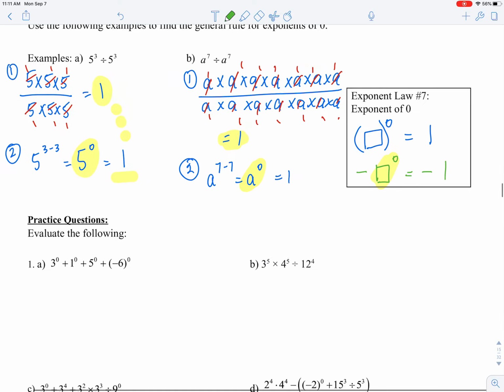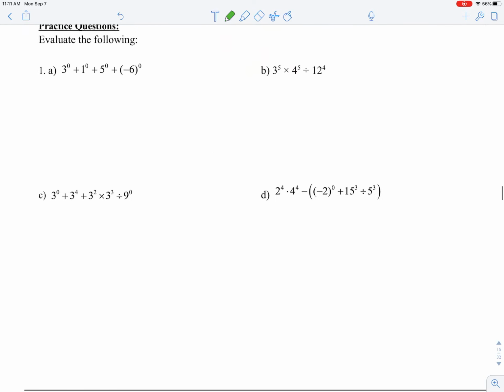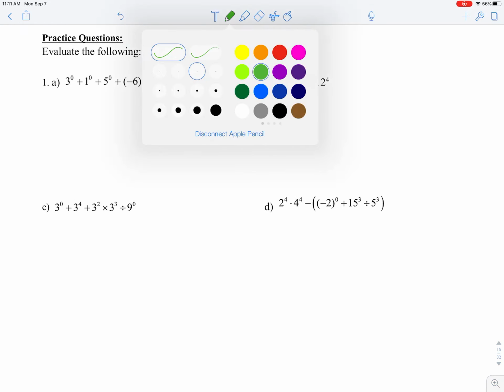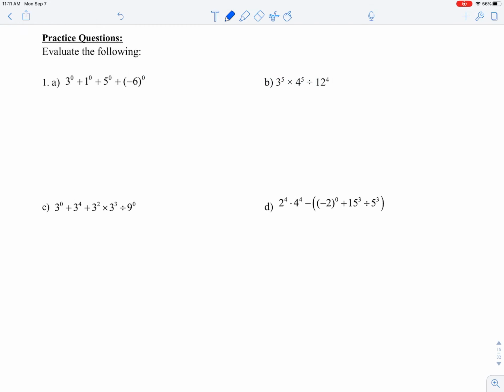So we're going to practice evaluating all of these. So 3 to the 0 equals 1. Plus 1 to the 0 is 1. 5 to the 0 is 1. Minus 6 inside brackets to the 0 is also 1. So that one is just 4.